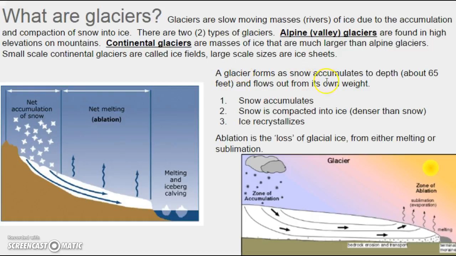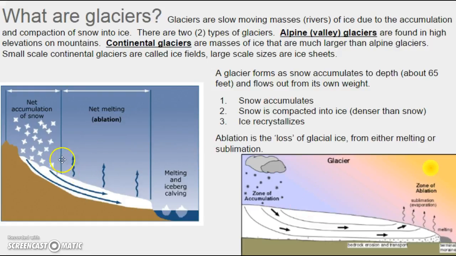So a glacier forms as snow accumulates to depth, about 65 feet, and flows out from its own weight. So the process: snow accumulates, it gets compacted into ice, denser than snow, and then it recrystallizes into a much deeper, denser type of ice. So here's a picture of a continental glacier formation.